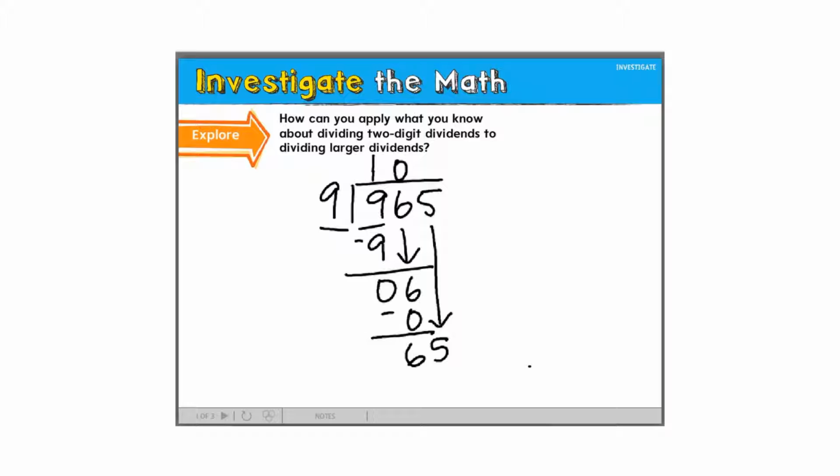So 9 goes into 65. How many times? Angelina, how many times? 7. 7, and that equals 63. So 7 times 9 is 63. Then I subtract, and I get a 2.